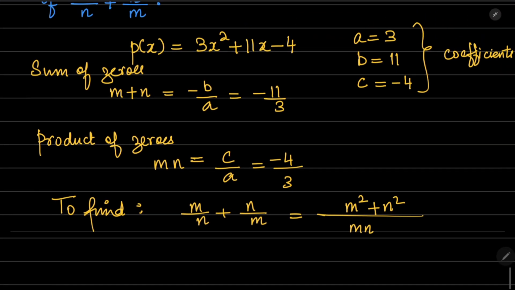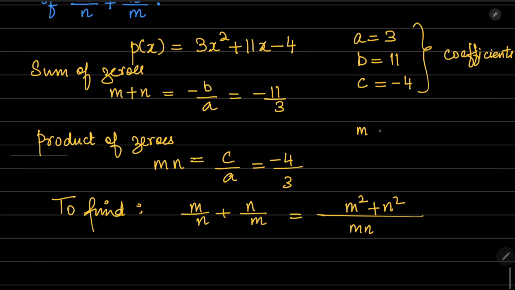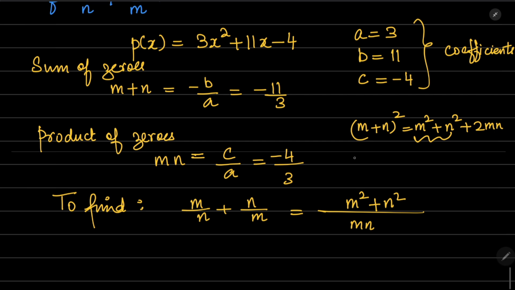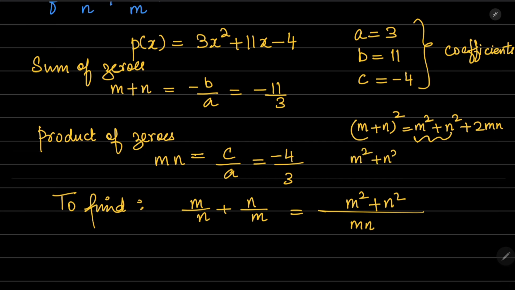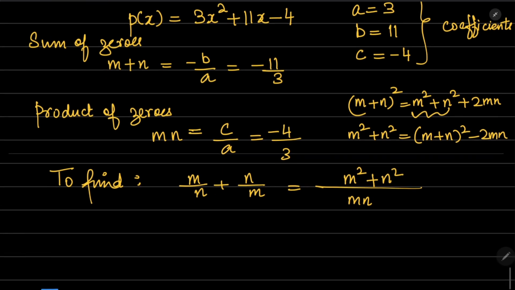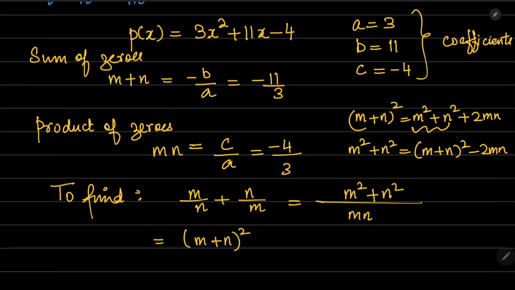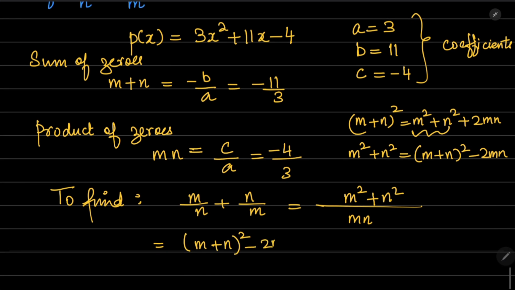Now this is a very important identity to remember. Always remember m plus n the whole square is nothing but a plus b the whole square, a square plus b square plus 2ab. Therefore, the formula for m square plus n square is equal to m plus n the whole square minus 2mn. Okay, this is a derived identity. So let me write it here. m plus n the whole square minus 2mn whole divided by mn.